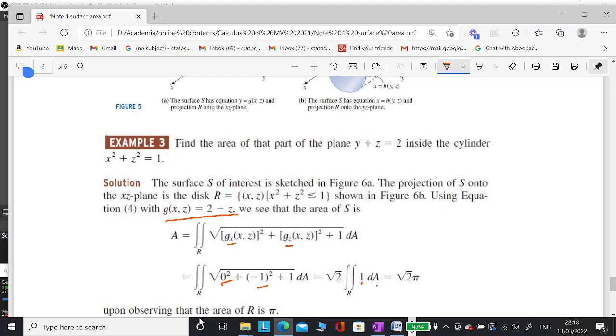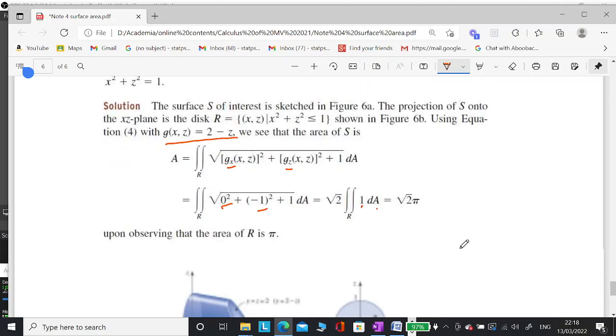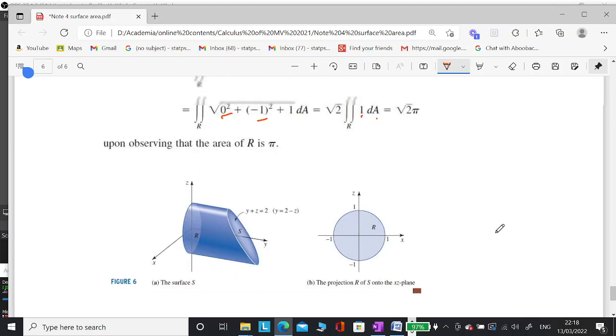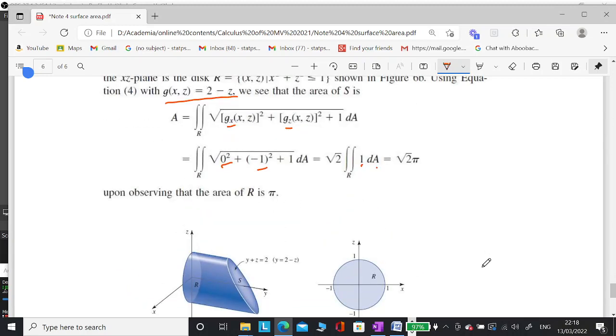That is, we will get root 2 pi. Go for substitution or polar coordinates and try this. If you are not getting root 2 pi, ask me how we can do it.